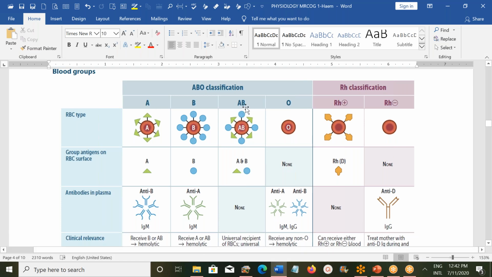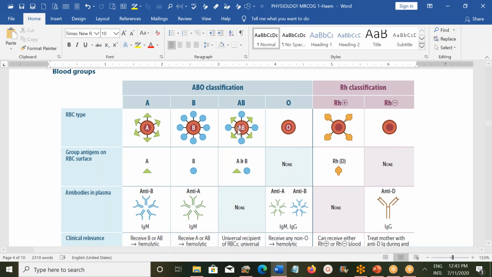AB group is the universal recipient because it has no antibodies against anyone. People make this mistake very commonly. They will say that O is the universal recipient. No, O group is the universal donor. Universal donor, right? And AB is the universal recipient.